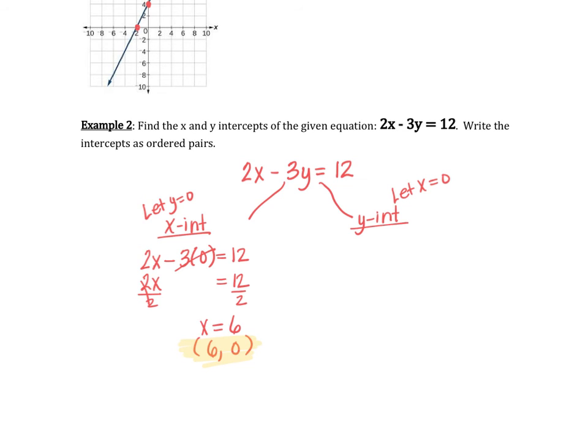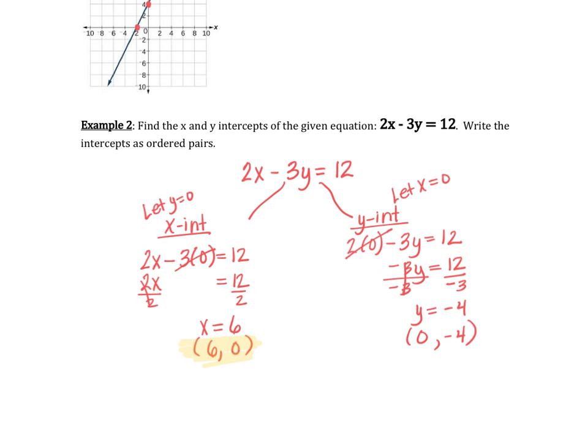Okay, so now let's do the y-intercept. To find the y-intercept, we let x equal 0. So we're going to have 2 times 0 minus 3y equals 12. Same as before, 2 times 0 would be 0, so that goes away. So you're left with negative 3y equals 12. And you do one step, you divide both sides by negative 3. So you end up with y equals negative 4. That's your y-intercept because it says y equals, so that means you put the y value in the y spot, and the other is 0. Because we let x equal 0, we need to write that down.